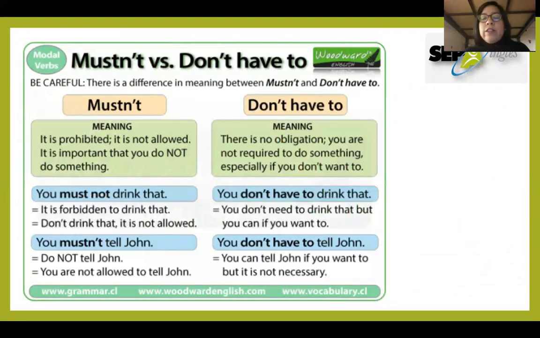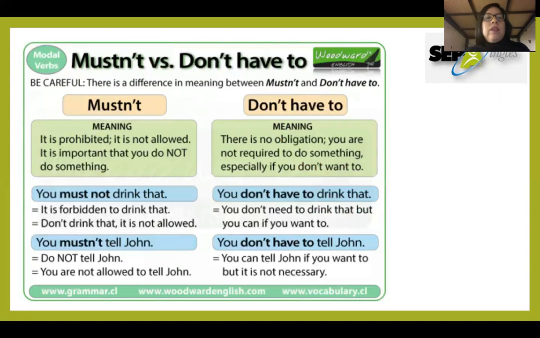You are not required to do something, especially if you don't want to, okay? There is no obligation, so you can decide if you want to do it or not. For example, with must not, you must not drink that, versus you don't have to drink that. You must not drink that means that it is forbidden to drink that. Don't drink that, it is not allowed. While you don't have to drink that is you don't need to drink that, but you can if you want to.